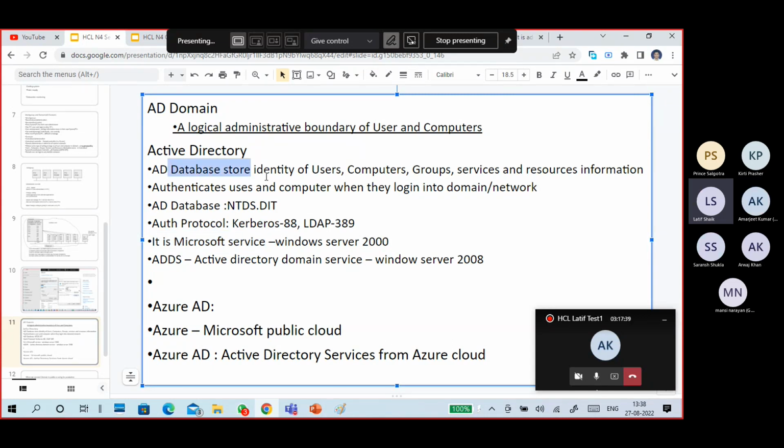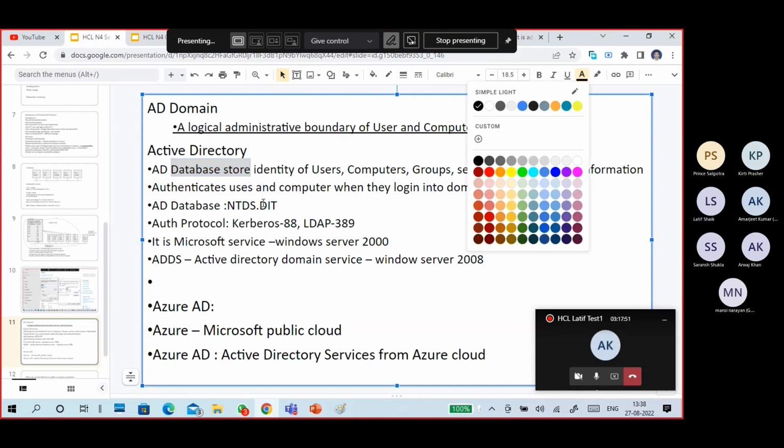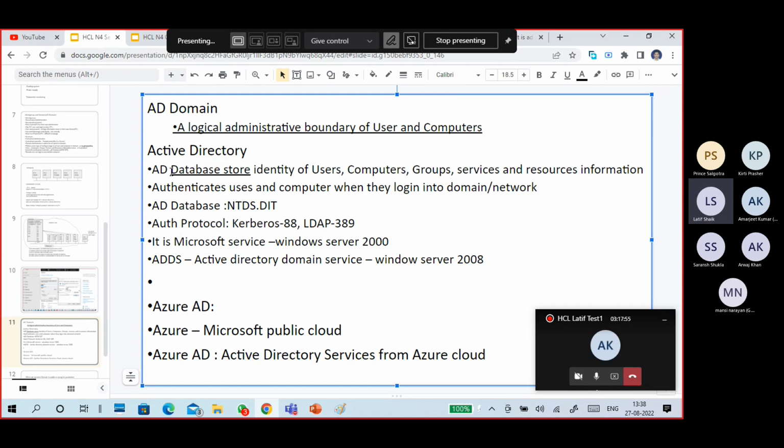Active Directory database stores identity of users, computers, groups, services, and resource information, and Active Directory authenticates users. I am highlighting these 2 points only, but the entire point is very important. Active Directory also authenticates users and computers when they log into the domain. The database contains user information, computer information, group information, services information, and resources like a printer. Next, Active Directory also provides a service called authentication service.